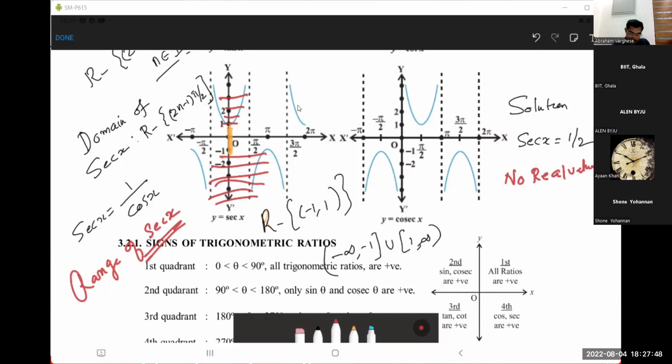So the conclusion is the domain of sec x will be R minus (2n minus 1) pi by 2, and the range will be all real numbers other than minus 1 comma 1. Either you can write this way or you can write this. These are the things.